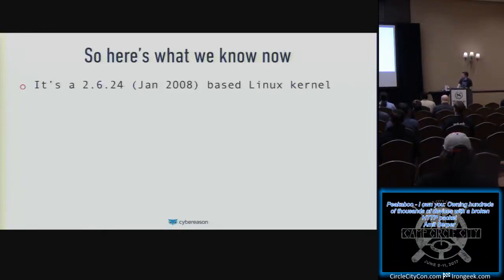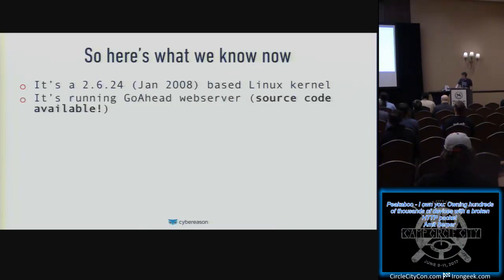So we know that it's a brand new device that runs a kernel from 2008. We know that it's running Go Ahead Web Server. We already figured that out. And we know that the source code for it is available. So that's cool because it makes reverse engineering easier because you can just read the code.